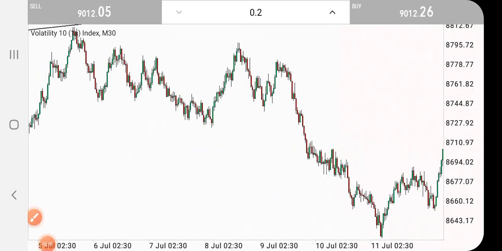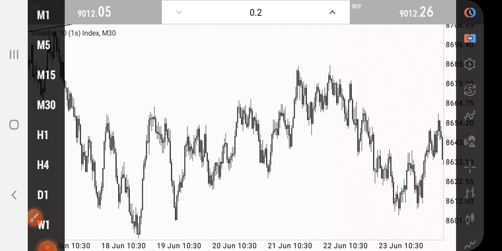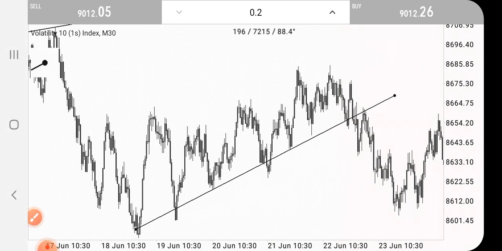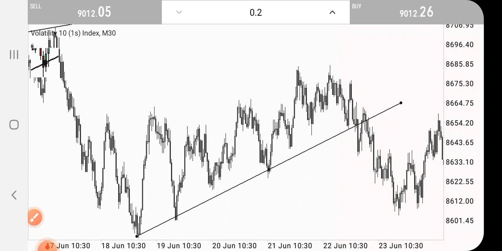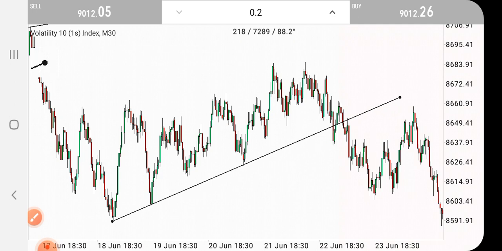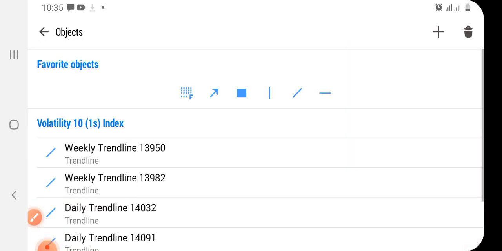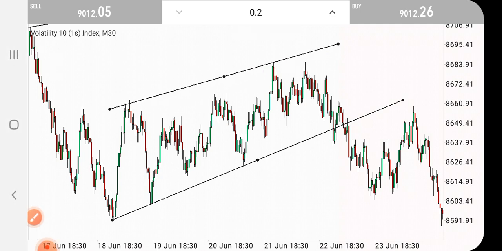So let's backtest to see what happened in the past. We had this area here. The price moved from this lower low. It moved like this. Each and every time the price breaks, this is how the market moved.